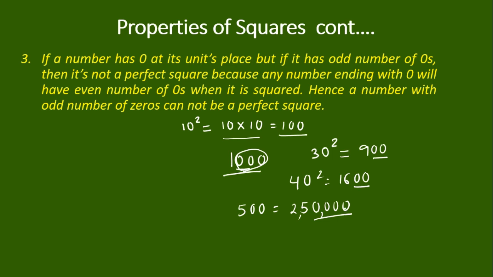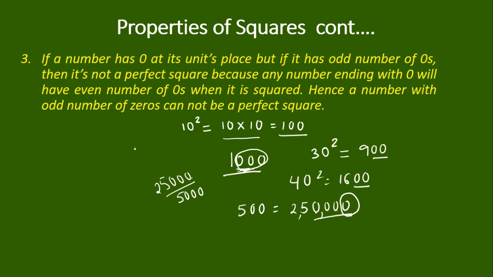So if the number has zero in its units place, then you have to count the number of zeros in that number. If the number of zeros is even, then that number can be a perfect square number. If the number of zeros is not even, like 5000 or 25,000, this is also not a perfect square number. Although 25 is a perfect square number, 25,000 is not. So if the number of zeros is odd, then it will not be a perfect square number.